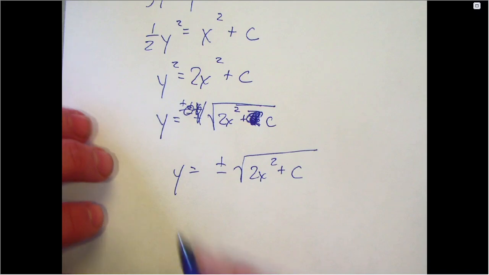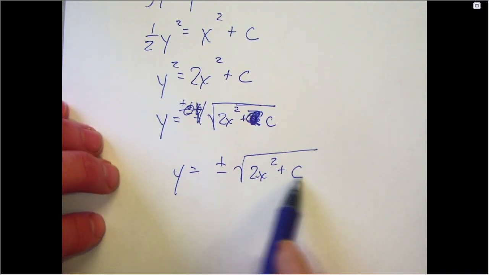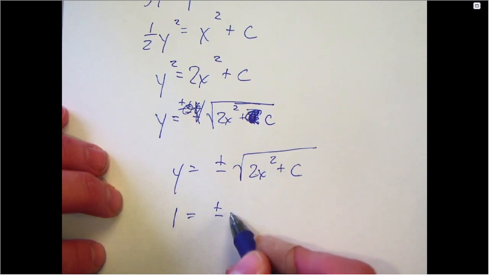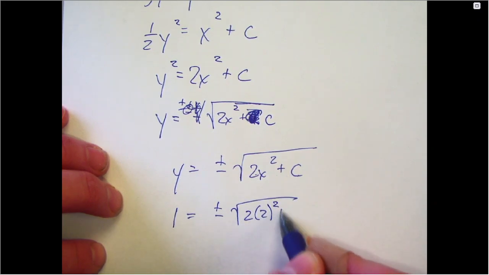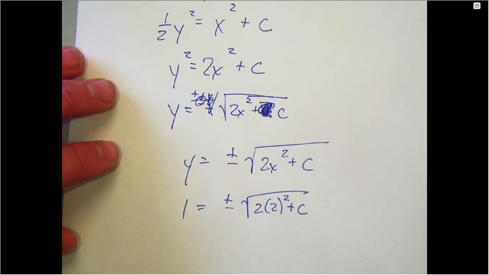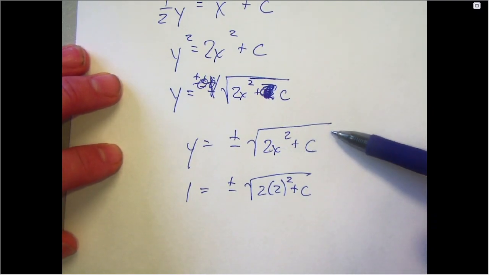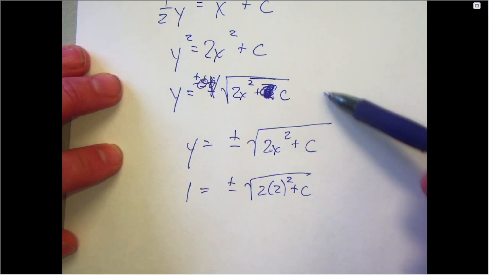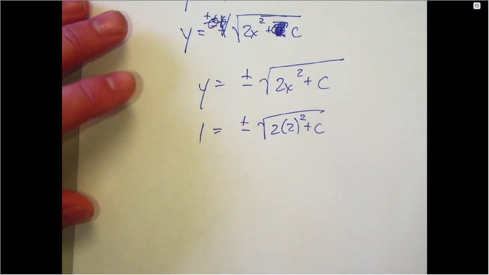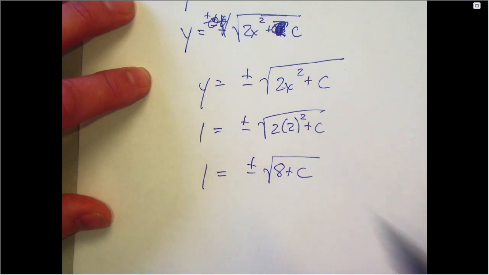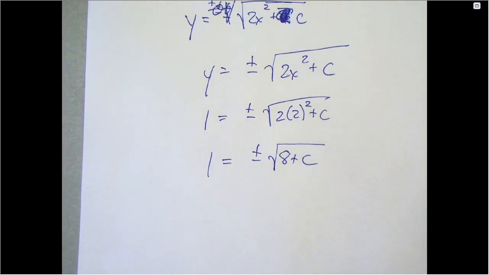Let's square both sides, because I don't want to work with the square root. I want to be able to plug in 2 and 1 and square both. So let's plug them in. 1 equals plus or minus 2 times 2 squared plus c. This is not a new step, it's just me rewriting what I crossed out up there. So then I plug in my y and my x. 2 times 2 squared is 8. But what's the next thing you would do in this spot if you were trying to find out what c is?